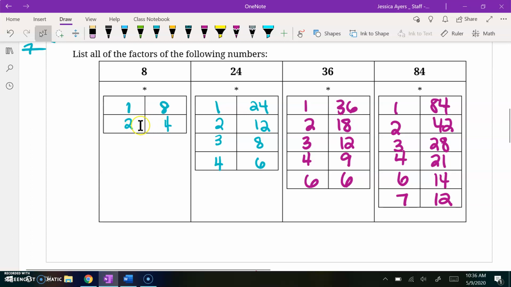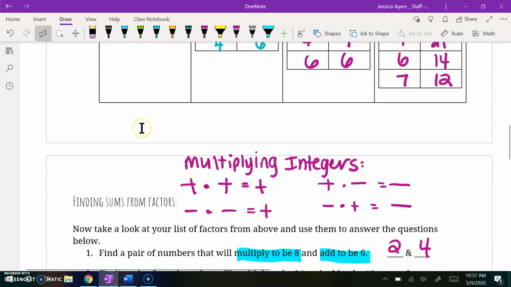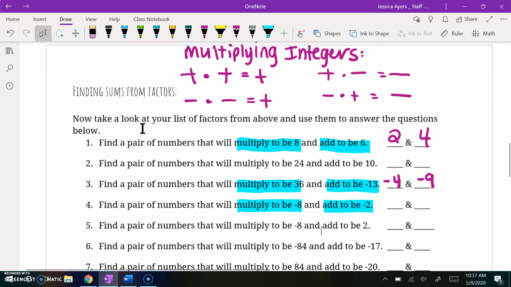Now we look at 2 and 4. We already talked about the fact that they add to be 6, but we need to subtract them and they get 2. 4 minus 2 is 2. But I want a negative 2. So instead of being positive 4 and negative 2, I need to be negative 4 and positive 2. Because negative 4 times 2 is negative 8, and negative 4 plus 2 is negative 2.